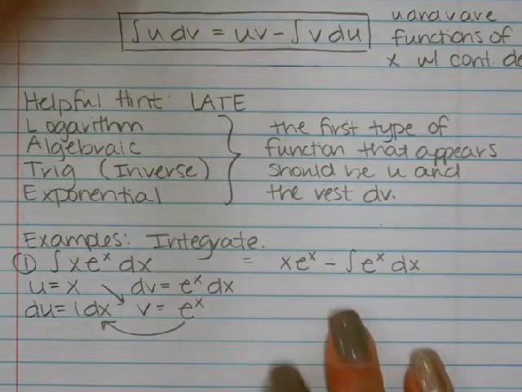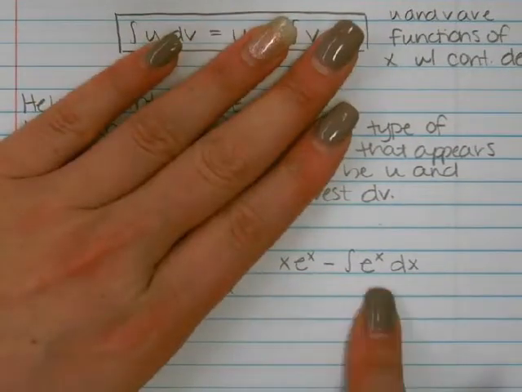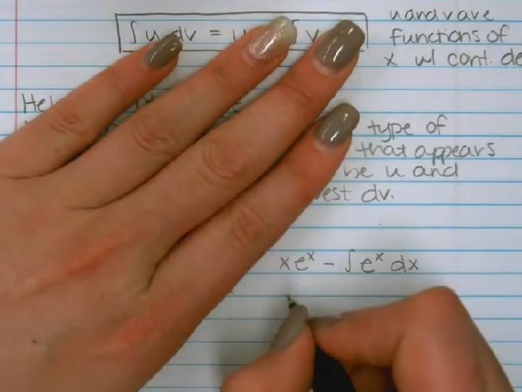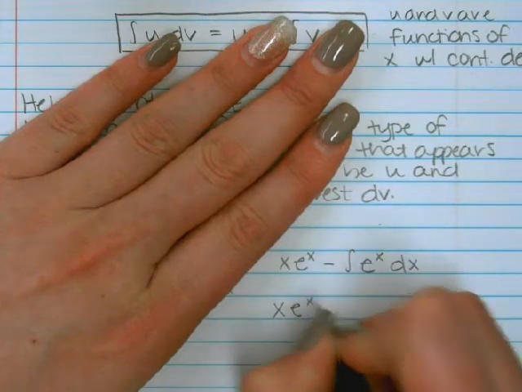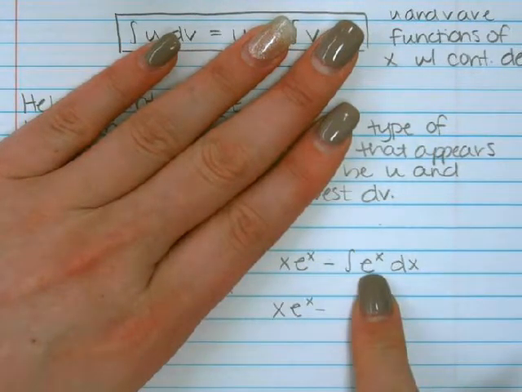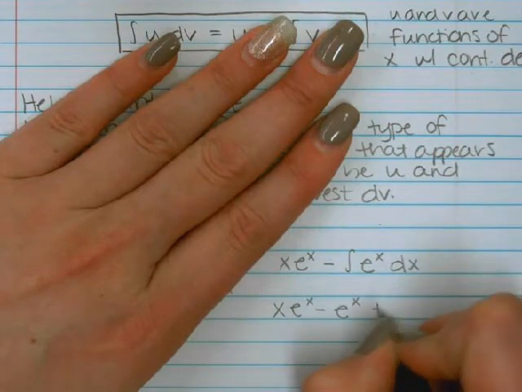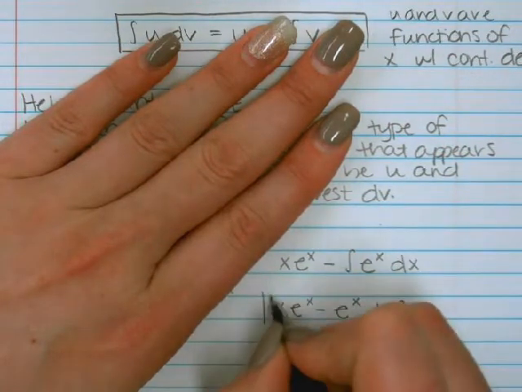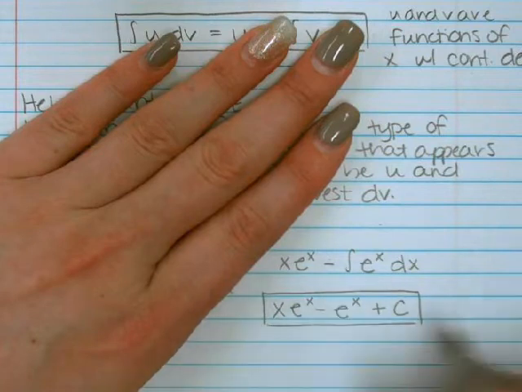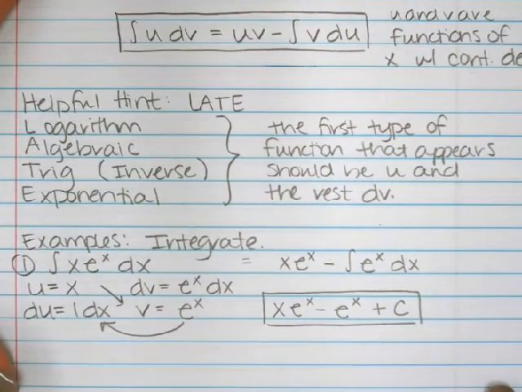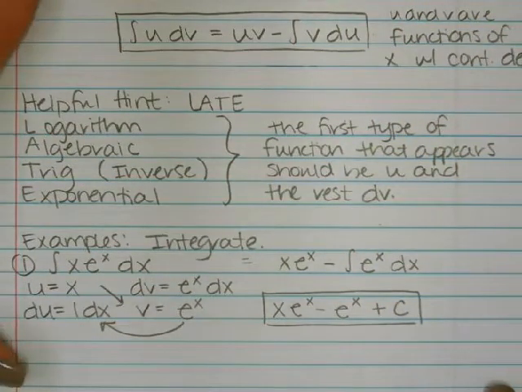Now I can ignore all of this, and this is the problem that I'm dealing with. I've got e to the x. If I integrate e to the x, that gives me e to the x. So e to the x plus c. All right, that one's all done.